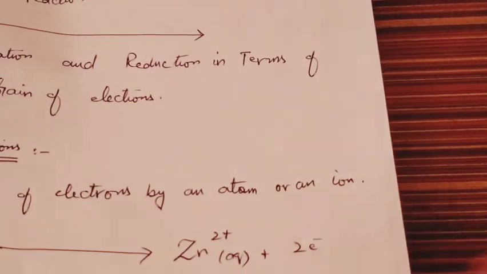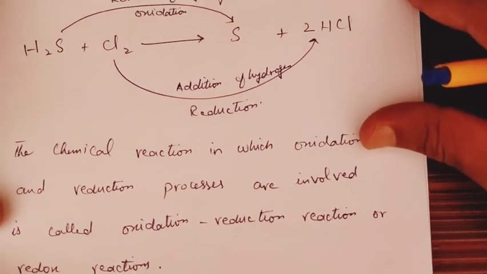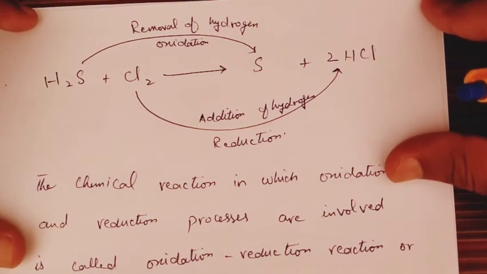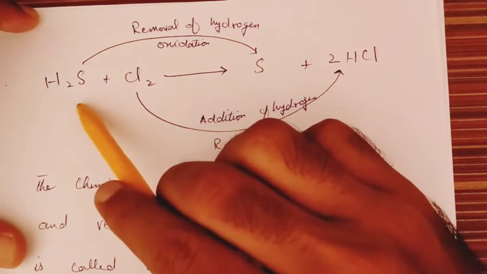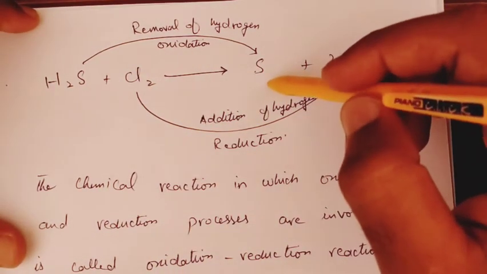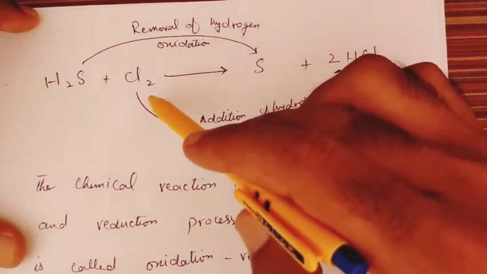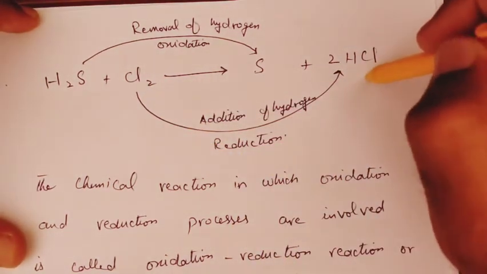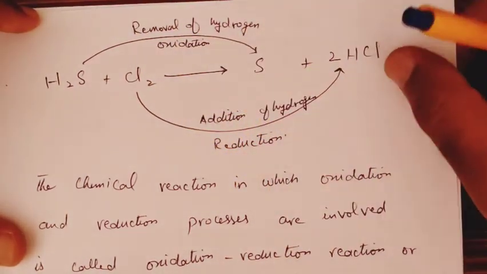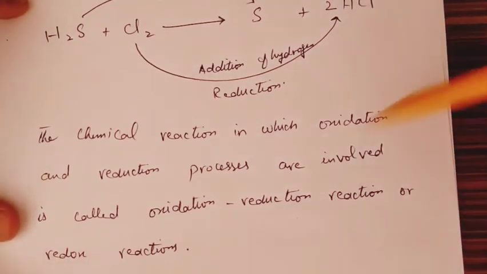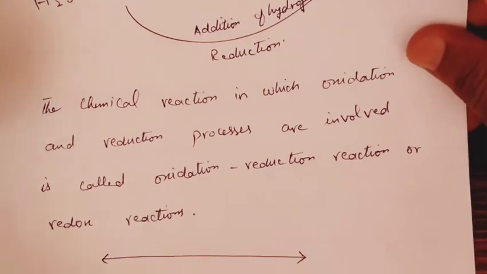Let's see another example in which hydrogen sulfide is oxidized and chlorine is reduced. Here hydrogen is removed from the sulfur, so sulfur is oxidized. Here is the oxidation process, and the hydrogen is added to the chlorine. Here chlorine is reduced. There is the reduction process, and here is the oxidation process. The chemical reaction in which oxidation and reduction processes are involved is known as an oxidation reduction reaction or redox reaction. They are collectively called redox reactions.